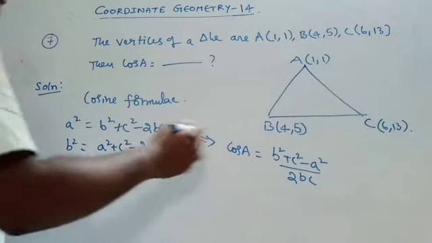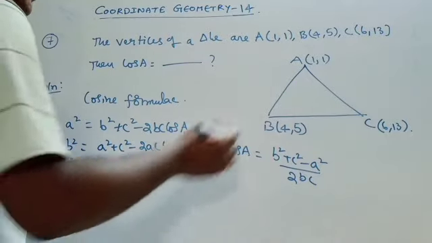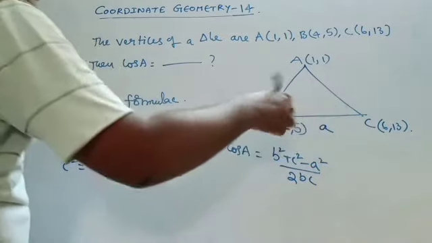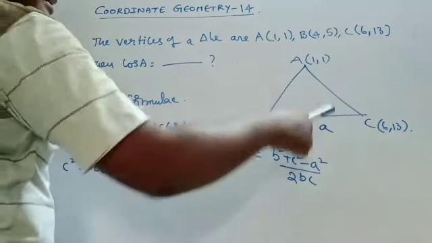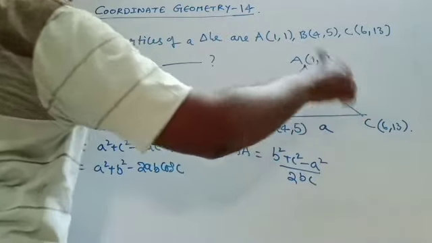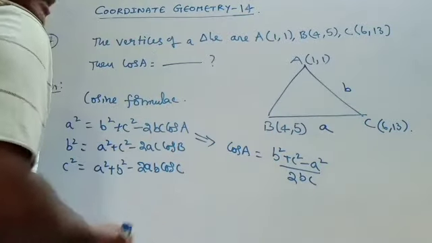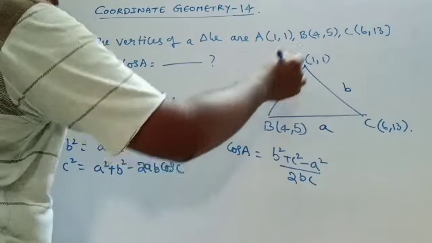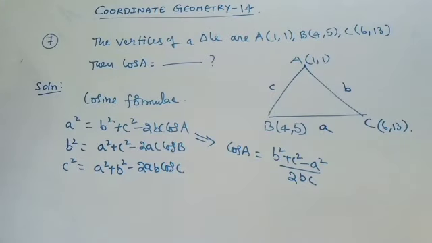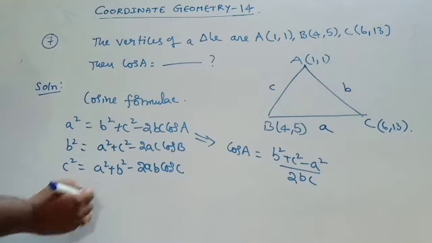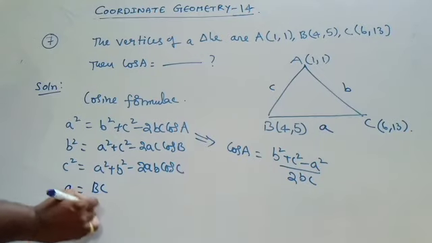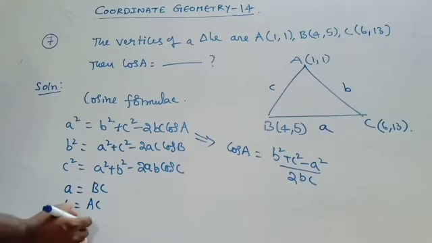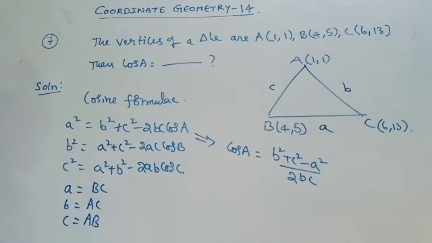Now let us use this formula. What is small a, small b, small c? Small a is the length of the side BC, which is opposite to the vertex A. Small b is the length of the side AC, which is opposite to the vertex B. And small c is the length of AB, which is opposite to vertex C, right? Now you have A, B, C: a is the length of BC, b is the length of side AC, and c is the length of the side AB, right?